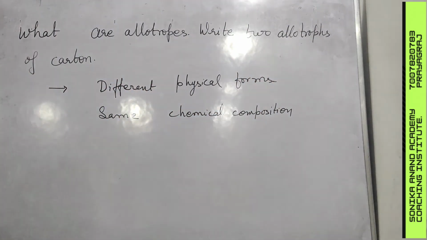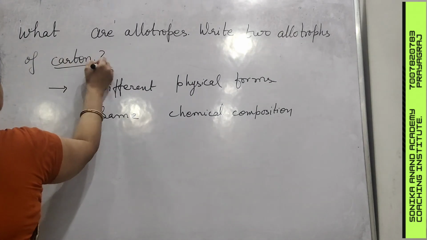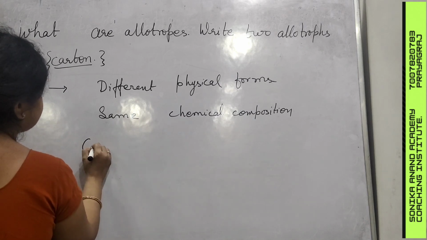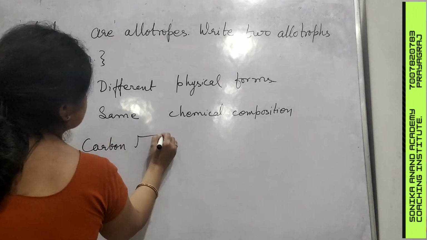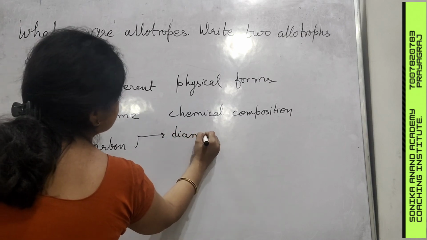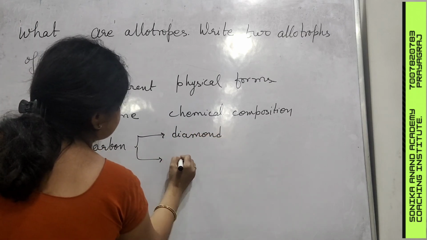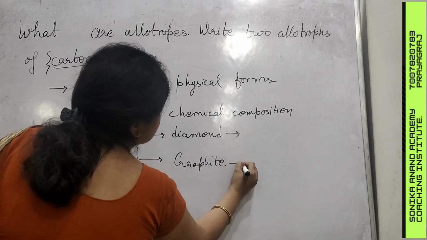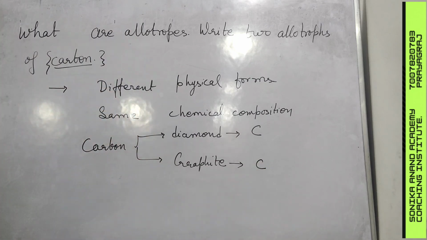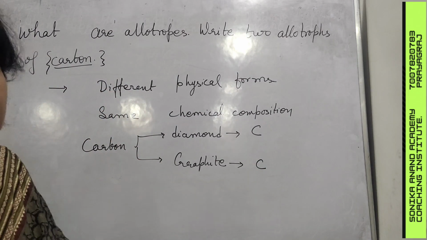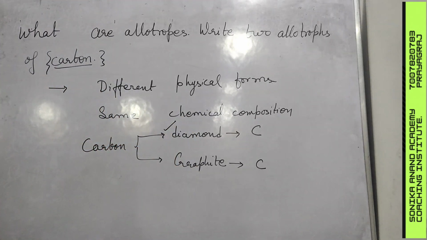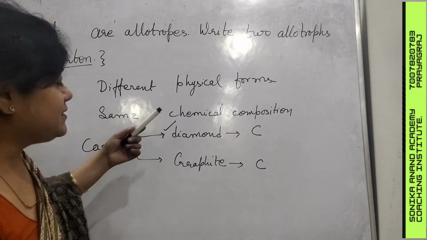For example, carbon occurs in different allotropic forms, that means diamond and graphite. Both have the chemical composition of carbon only. They both have the same chemical formula, C. But as we know, diamond is colorless, bright, and it is used for making jewelry, etc. It is the hardest substance.